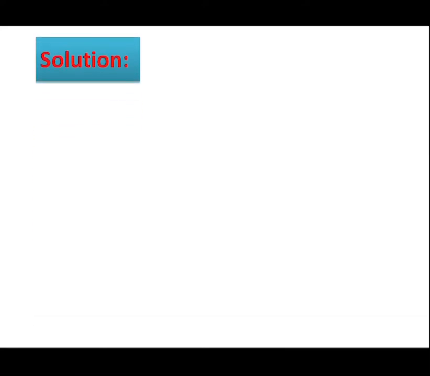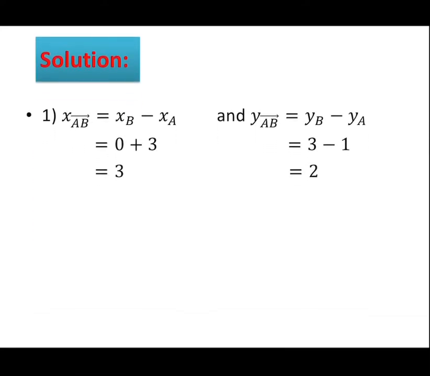We will start by the solution. To calculate the coordinates of the vector AB, the components, we follow the rule x of AB equals x of B minus x of A. We got 3, and y of AB the same. So the coordinates of vector AB are 3, 2.